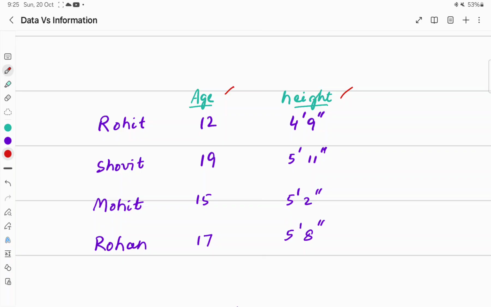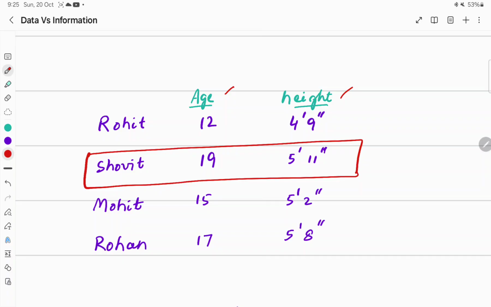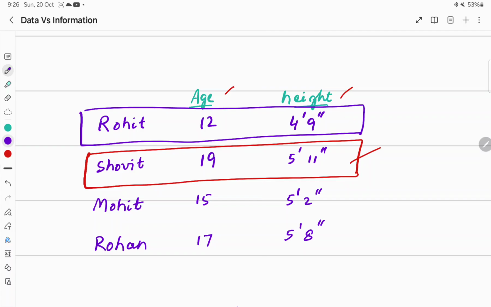From this we can say that Shobhit is the eldest student with maximum height. Rohit is the youngest student with the shortest height. So when we say that, that is information.